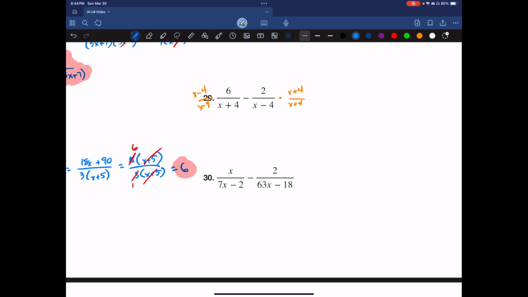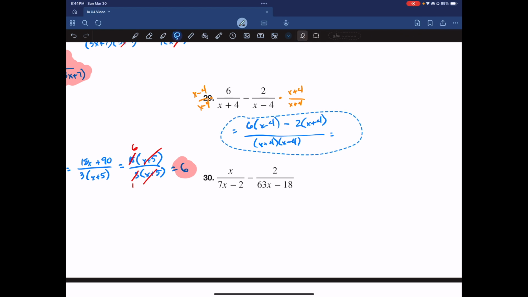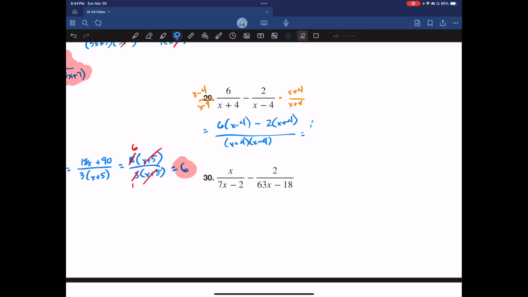So let's figure this out. We got 6 times x minus 4 minus 2 times x plus 4 all over x plus 4, x minus 4. Again, there's no sense in multiplying this out. No sense at all. Just leave it in factored form. All right, let's clean this up. We got 6x minus 24 minus 2x minus 8 over x plus 4, x minus 4.